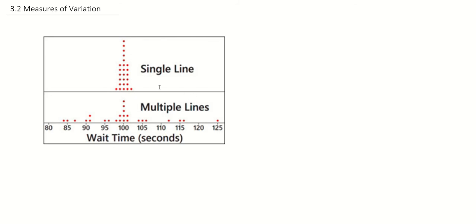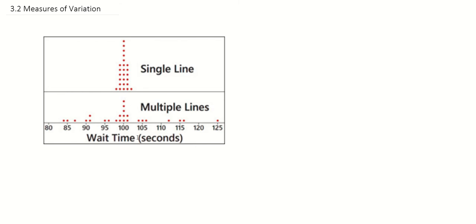But for multiple lines, you can see the wait times are all over the place. Some are around 80, 84, 85, and the maximum wait time is 125. These two sets of data actually have the same mean. The mean of the top data is 100 seconds, and the mean of the bottom data is also 100 seconds.